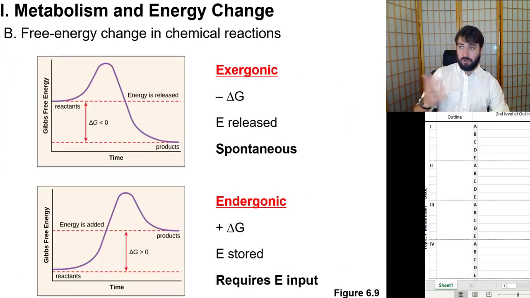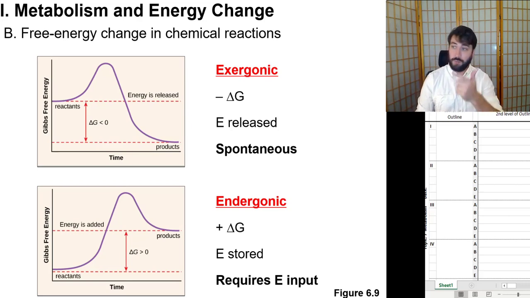So a bar graph, or excuse me, a graph in general like this one here, figure 6.9, is a pretty helpful way to look at this change in energy, or delta G, and how it relates to the reactants and the products. For example, in exergonic reactions, there's a lot of free energy held within the reactants. And these reactions can happen spontaneously, meaning they don't necessarily need an energy input to start them. The products then have significantly less energy stored than the reactants.